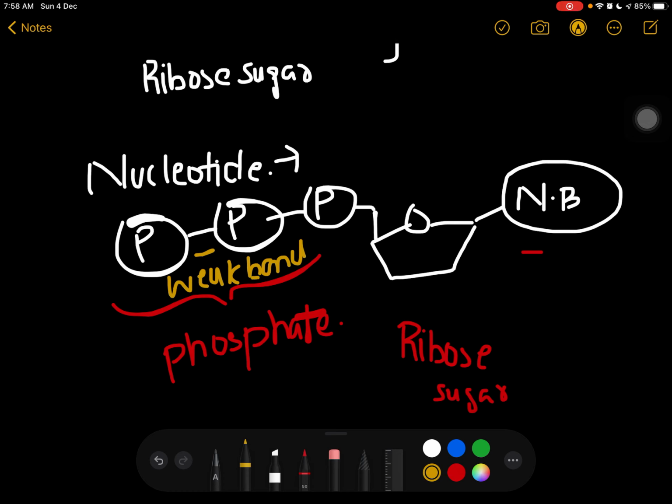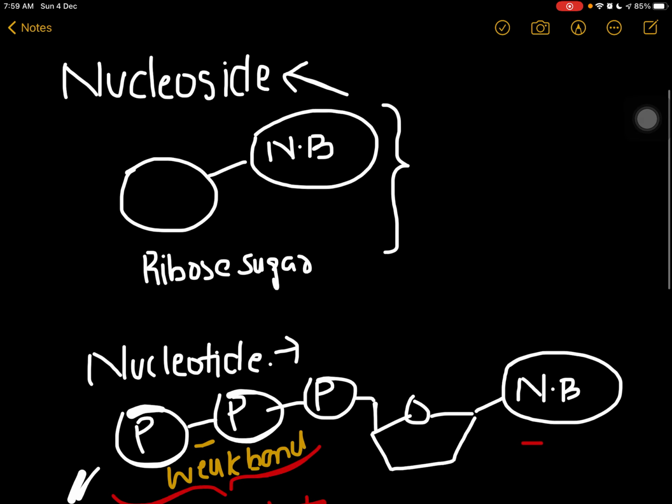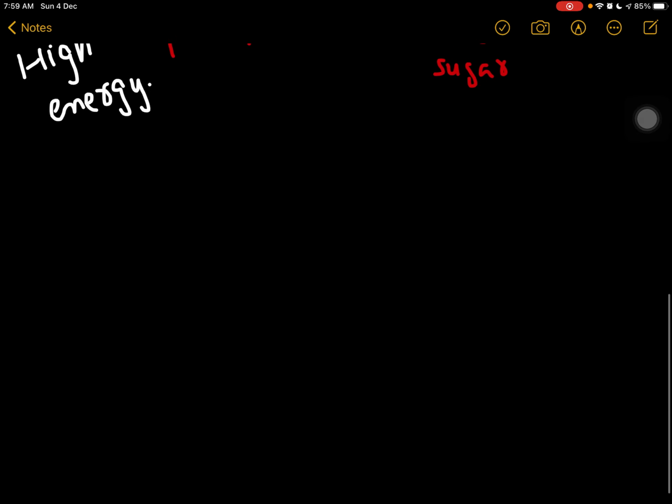Okay, one thing to remember, the bond of the last phosphate is a weak bond, and whenever this bond breaks down, it releases a high amount of energy. When this third bond breaks down, it releases high energy because it is a weak bond, and as the number of phosphates increases, the energy will also increase, right? So this is the basic concept of nucleotide. I hope the concept of nucleoside and nucleotide is clear to you now.